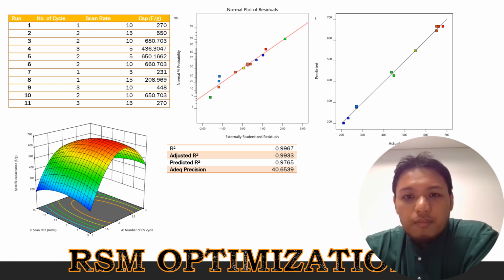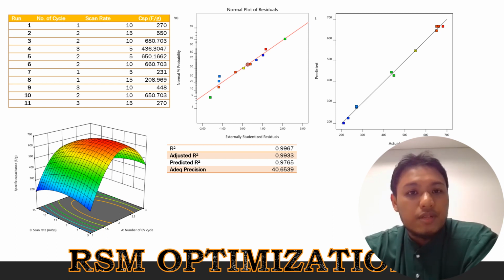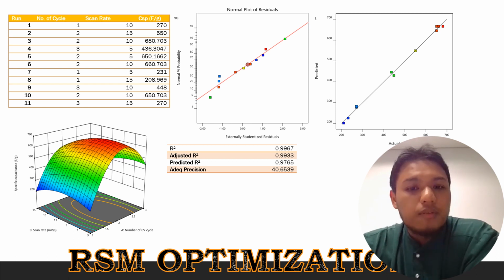The second graph is the predicted versus actual. As you can see, we ran 11 experiments and compared the specific capacitance with the value suggested by the model, and this is what we got. We got almost the same predicted and actual values. So we calculated the adjusted R square and predicted R square, and the R square is close to 1, around 0.99, indicating the model is good.